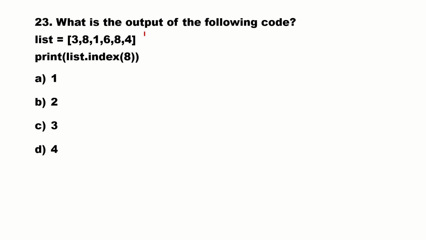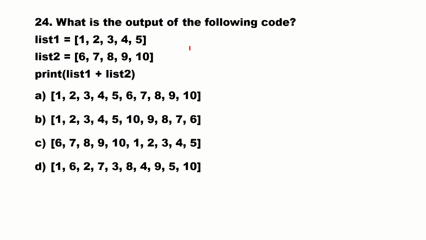Next question, what is the output of the following code? Here the list is given and list.index(8). See, 8 is in which index? 0, 1, 2. Okay, we got 8. And here also you can see 8. One more thing, it returns the index of the first matched item from the list. Here the first match happened, so it will not check further. First matching happened, so it will return. Which index is it in? Index 1. So the correct option is option A. Only the index is important. It returns the index of the first matched item from the list.